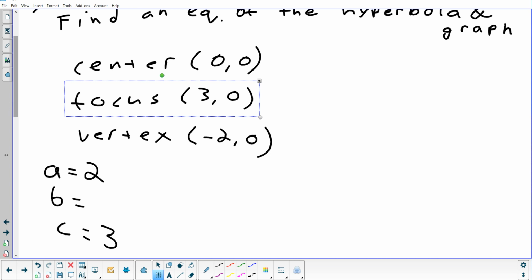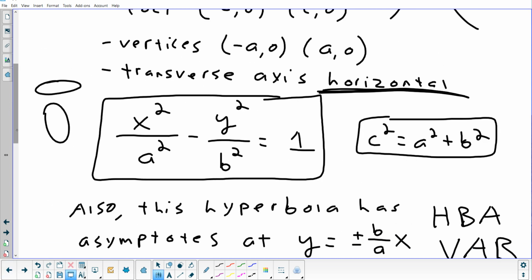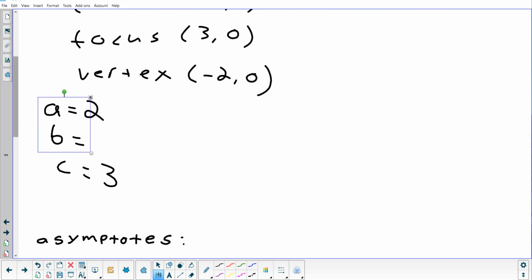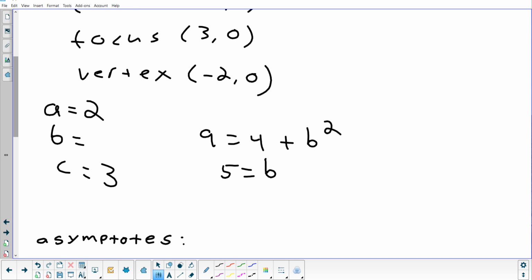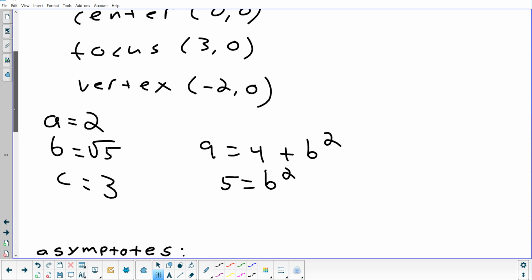Now, to write the equation, you have to know B. B is the second denominator. How can I get B since I know A and C? Eli? C squared equals A squared plus B squared. So B squared is 5. Technically, I don't think I need B, unless I'm going to do the slope of the asymptote, then I need B. So I should write it down. So B is the square root of 5. Let's write the equation.